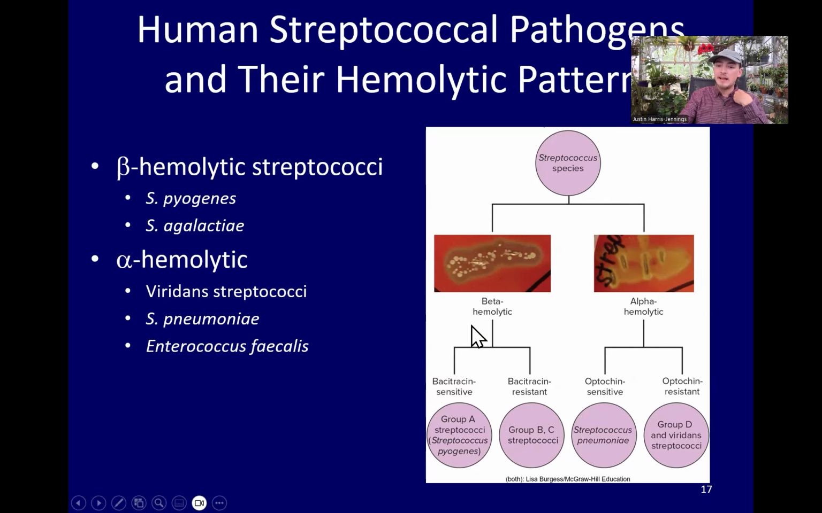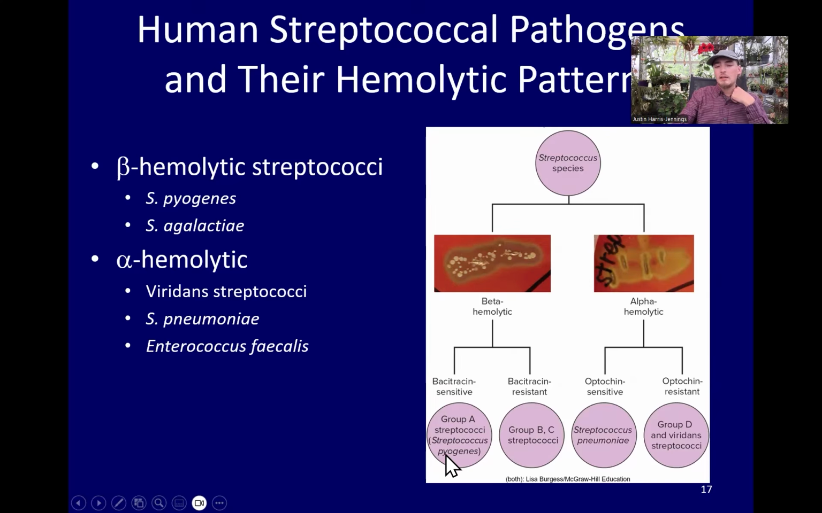Can it completely lyse them with beta hemolysis, or can they only partially lyse it with alpha hemolysis? And if it's beta hemolytic, we go through some tests to make sure and see if it's group A strep or group B strep. And if it's group A strep, this is going to be Streptococcus pyogenes, and this is what you're going to typically see when you have strep throat as a sickness.